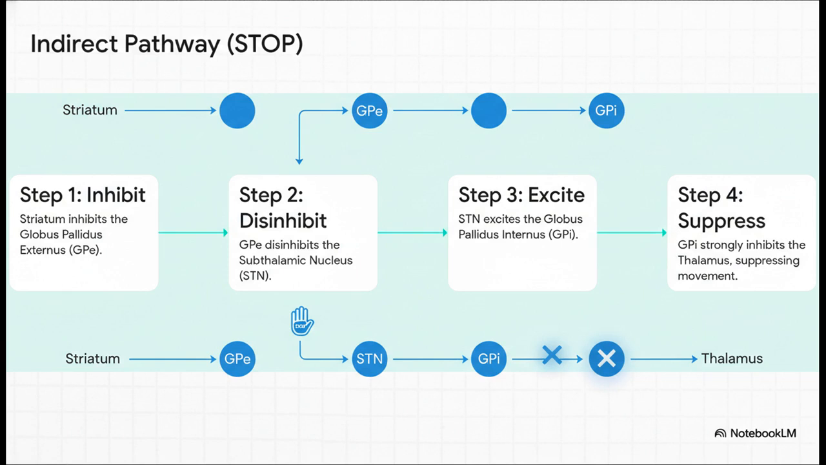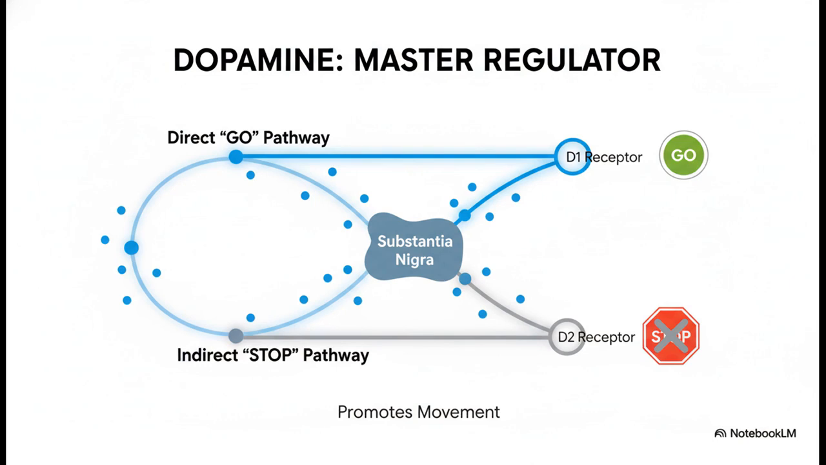Movement is suppressed. In a healthy brain, you need a perfect balance between this go and stop signal. So you're probably wondering, where does dopamine fit in? Well, it's the master regulator that fine-tunes this whole system.